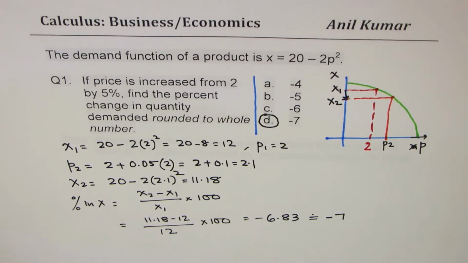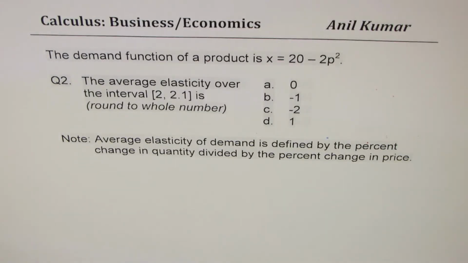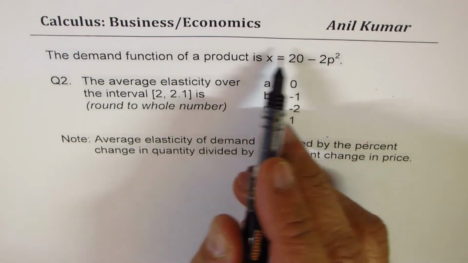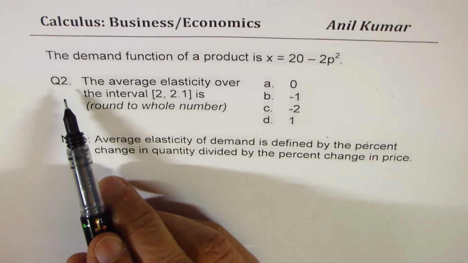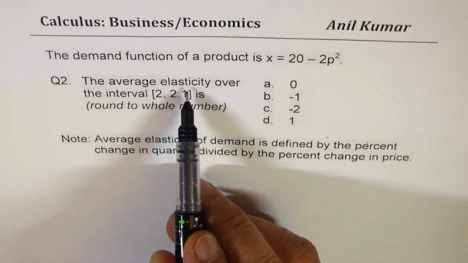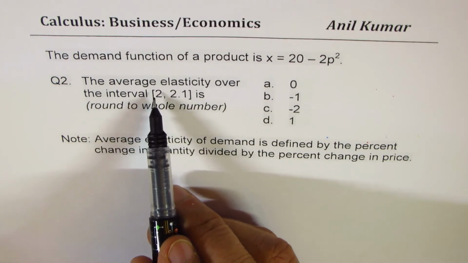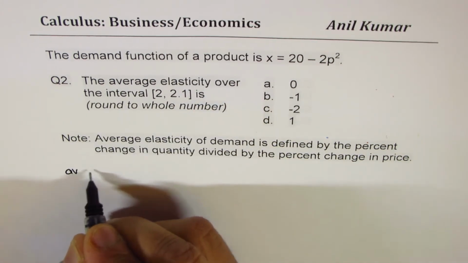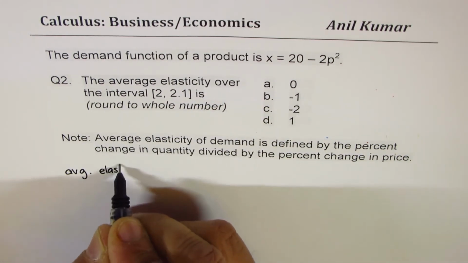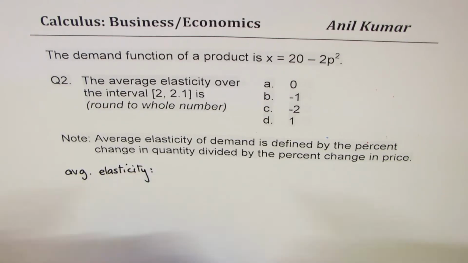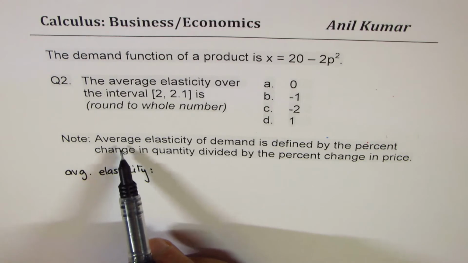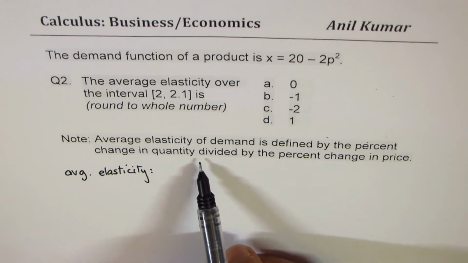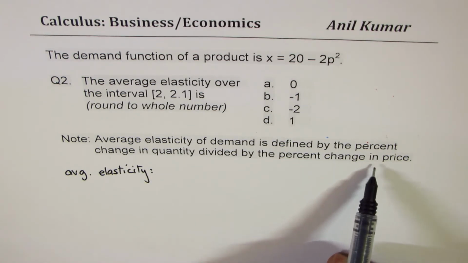Now let's look into the next question. The demand function of a product is, so we are talking about the same demand function. Question number 2 here is, the average elasticity over the interval 2 to 2.1 is what? Now we have to find average elasticity. So what is average elasticity? Well, here we have defined it. Average elasticity of demand is defined by the percent change in quantity divided by percent change in price.